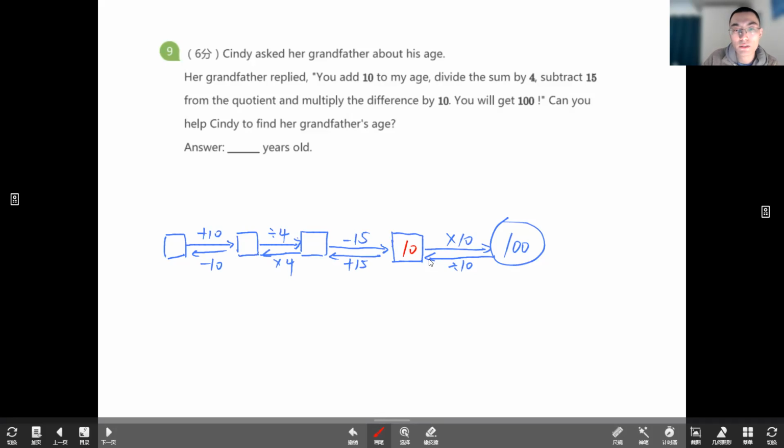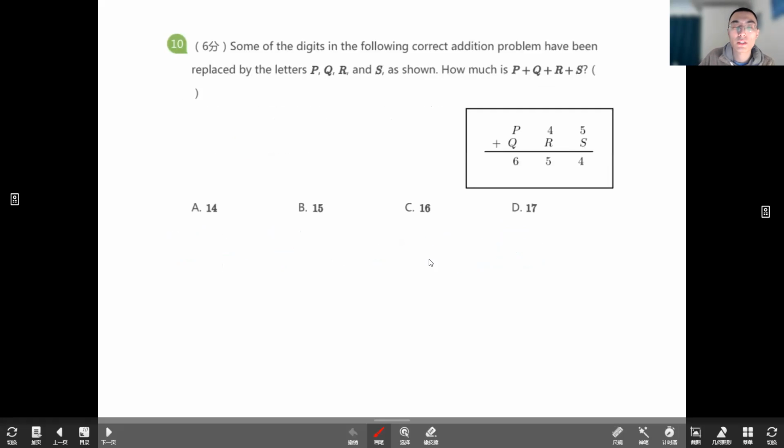10 plus 15 is 25. 25 times 4 is 100. And 100 minus 10 is 90. So the number we're starting with, the grandfather's age, is 90. Yeah, Cindy's grandfather is 90 years old, which is really long living. Okay, so let's keep going to question number 10.